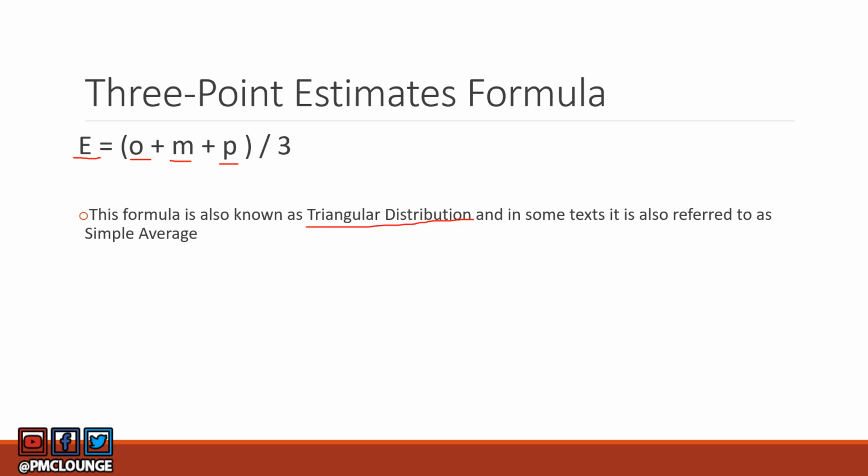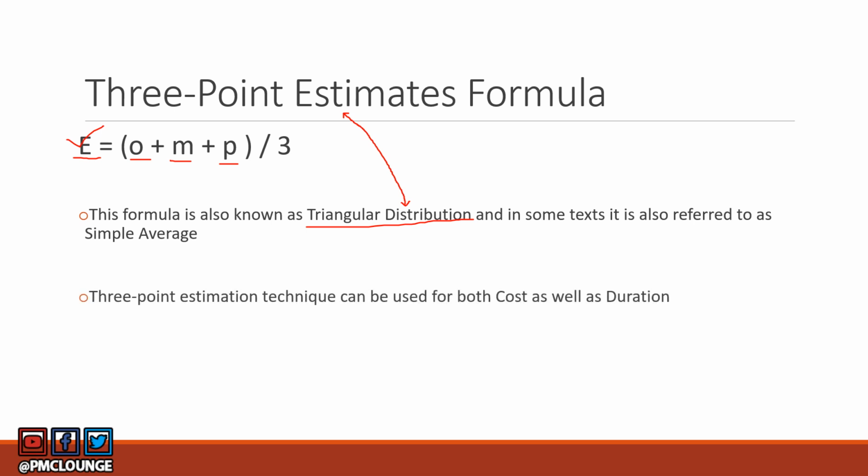It is very important that you know the different names of the same concept, because sometimes in the PMP exam they'll give you three values and they'll ask you to calculate triangular distribution. Now if you don't know that triangular distribution is the same as 3-point estimates, even if you know the formula for 3-point estimates, you'll not be able to apply this formula and answer the question. That is why it is important to know the different names of the same concept, and it will be definitely helpful in your PMP exam.